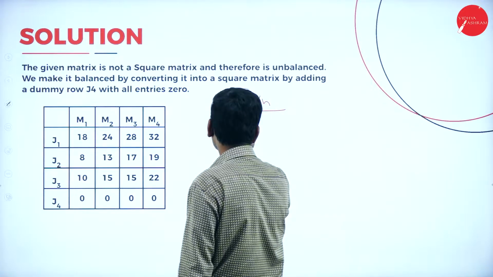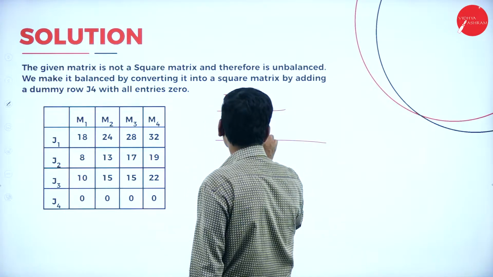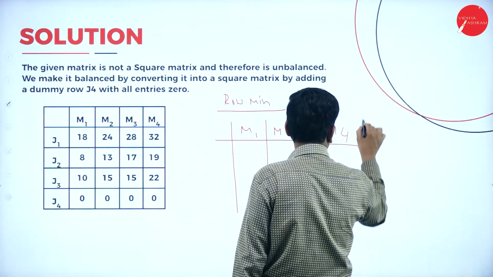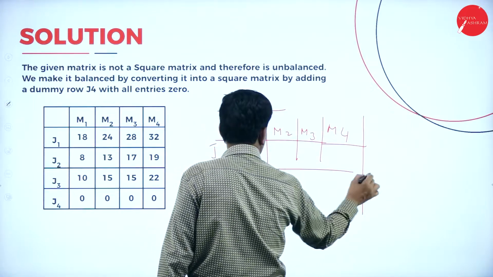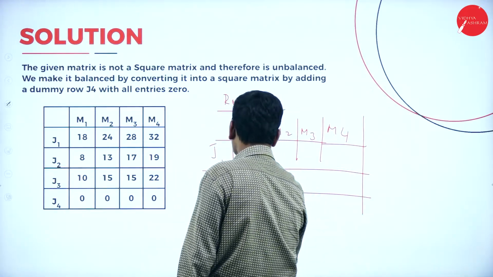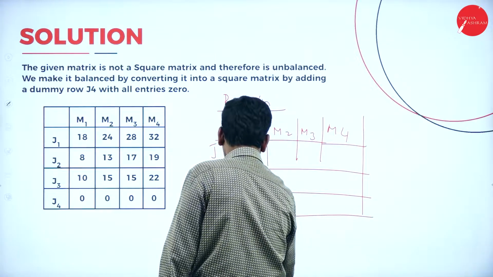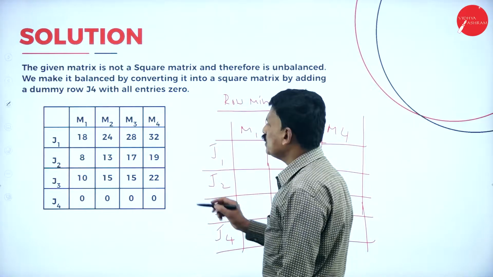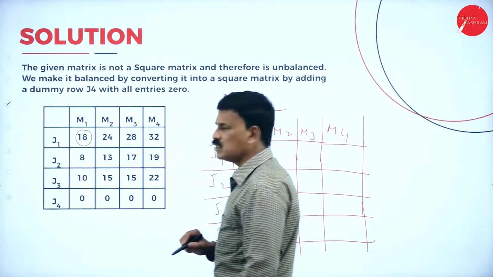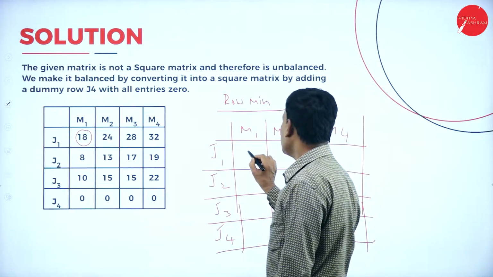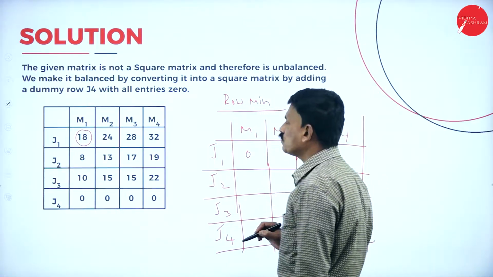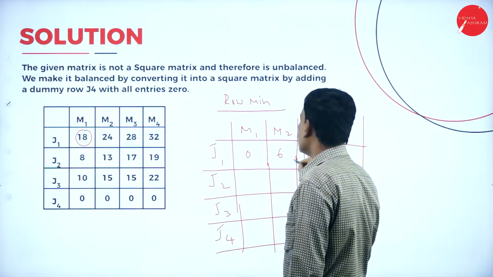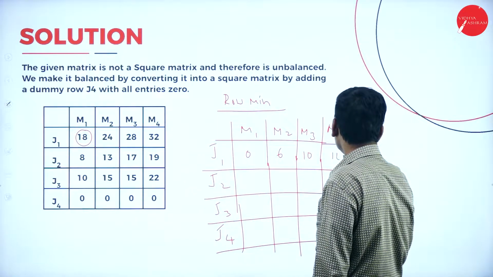Row minimization. So we have here M1, M2, M3, M4 and similarly the jobs J1, J2, J3 and J4. Now let us find the row minima. Here the minimum value is 18. Subtract each and every element by 18. 18 minus 18 is 0. 24 minus 18 is 6. 28 minus 18 is 10. And 32 minus 18 is 14.